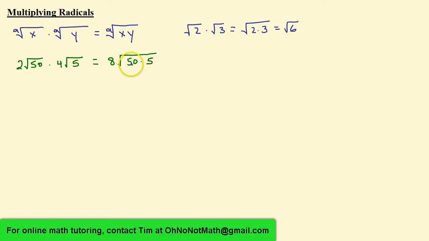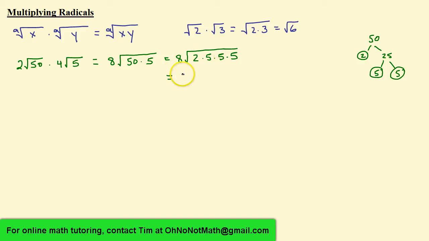Okay, now I want to write my 50 in terms of its prime factors. So let me make a factor tree over here. I have 50. I know that 2, which is a prime number, goes into 50 25 times. And I know that 5, which is a prime number, goes into 25 5 times. So 50 equals 2 times 5 times 5. All right, so let me rewrite 8 times the square root. And this 50, I'm going to write it as 2 times 5 times 5. And then I have one more factor of 5 right there.